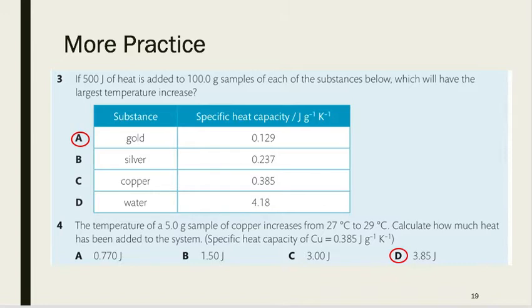Think about what you are given: the mass, and you know the temperature, both before and after. We're calculating how much heat. Think about also, since the temperature is increasing, what does that mean? Well, if you do this correctly and you calculate your answer, you should get 3.85 joules.